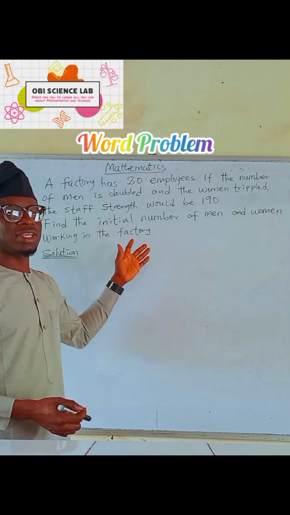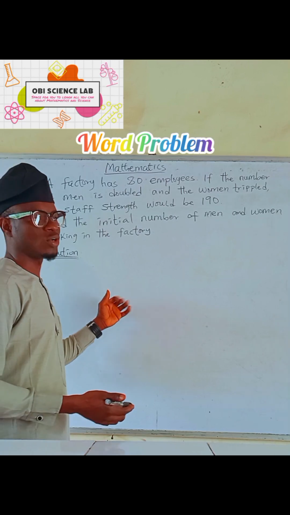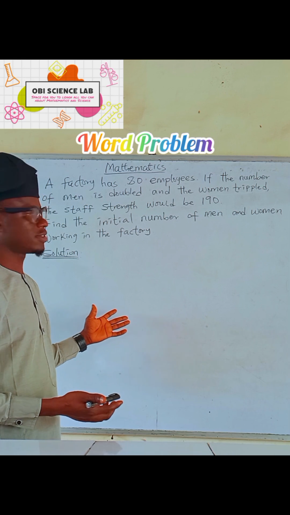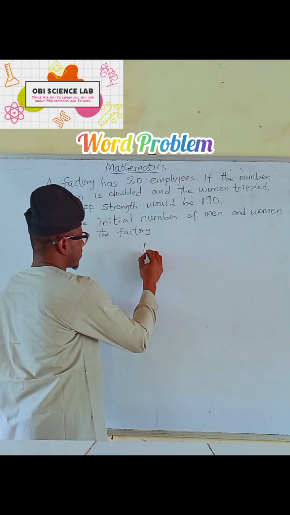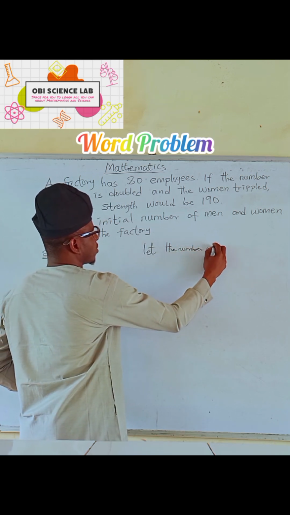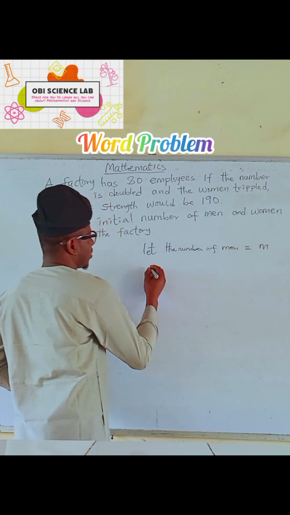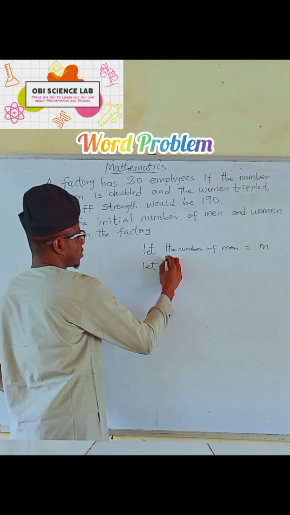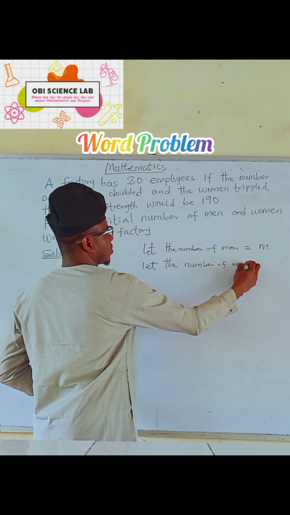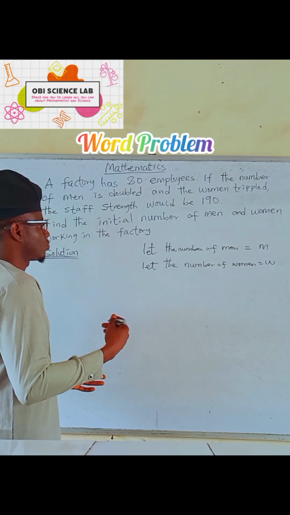Now, the question is asking us about the number of men and women employed in a particular factory. So we'll first identify these unknowns with any alphabet of our choice. Let the number of men be m, and also let the number of women be w. So let's use m and w to represent the number of men and women respectively.